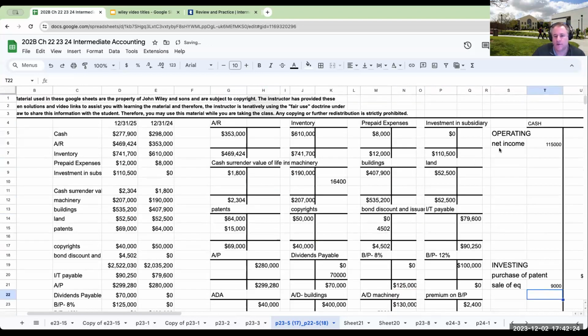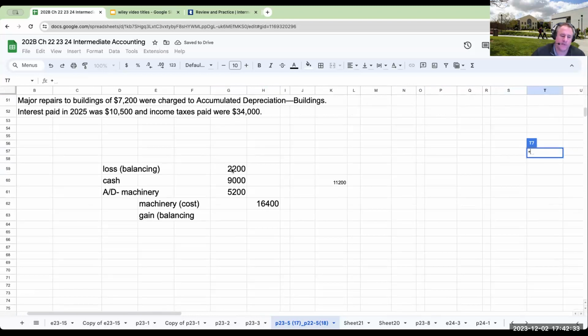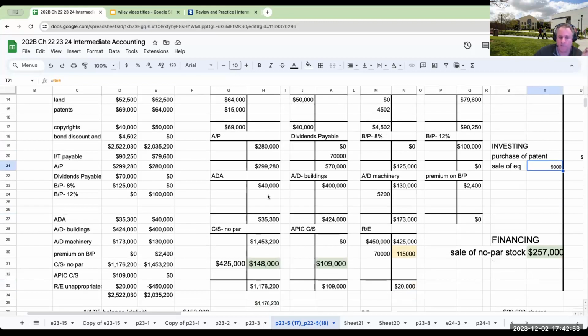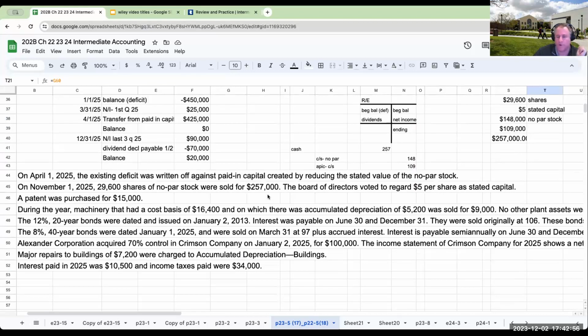The loss on the sale of equipment is going to go in the operating section. So my loss on sale of equipment is going to be a debit to the operating section. Now you might be saying, dude, why are you doing this? Because the loss is already included in the net income. This sale amount already includes the amount of the loss, so if I don't add it back, I'm not going to balance. Again, if you follow this methodology, you'll be in pretty good shape.